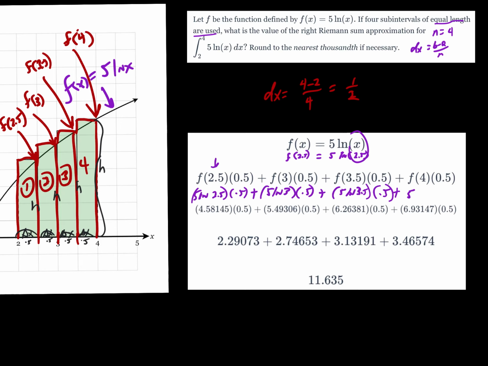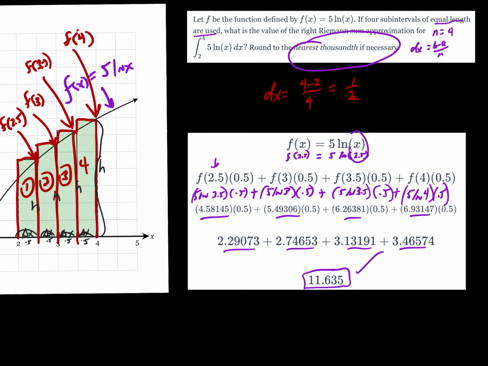And then this one would be 4 times 0.5. You plug these ln's into your calculator and you're going to get these decimals. Multiply them by 1/2, you're going to get these values. It says round to the nearest thousandth if necessary. These are long decimals, so if you go 3 decimal places, there you have it, my friends.